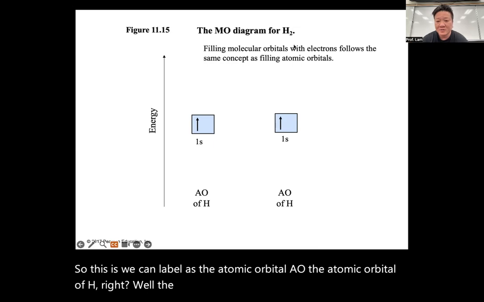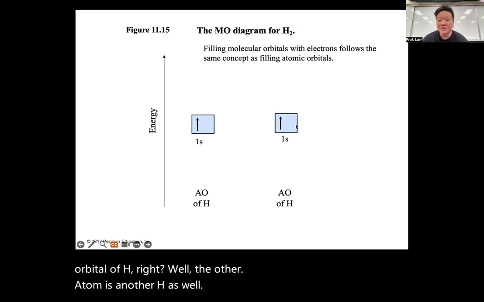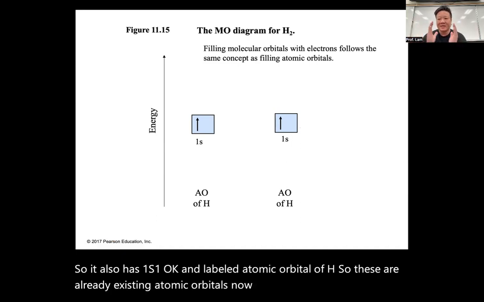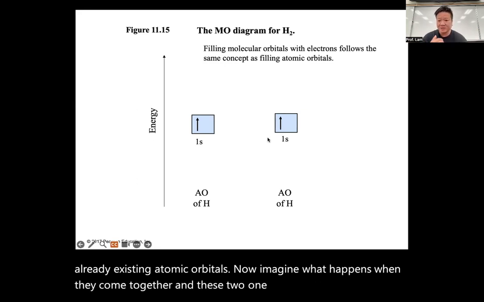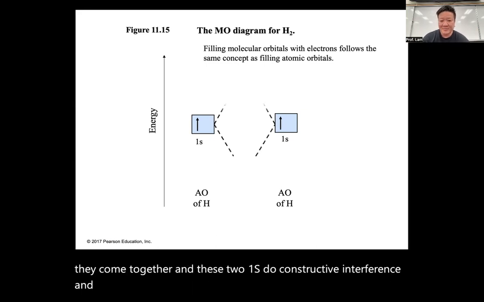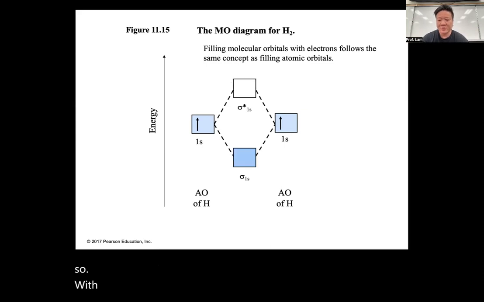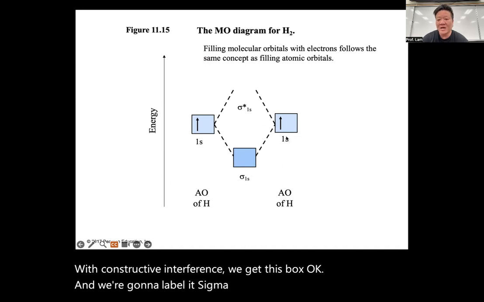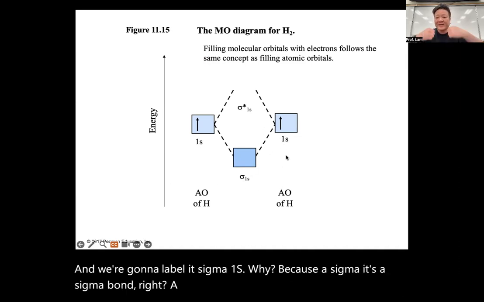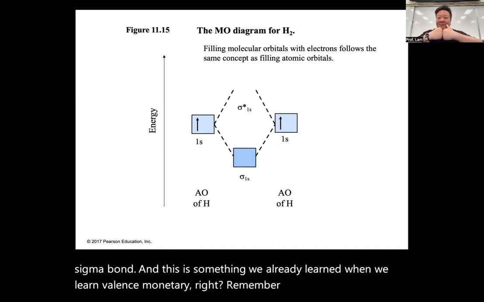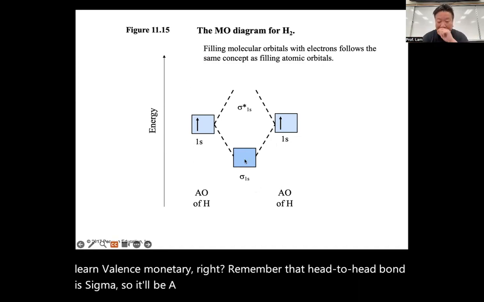Well, the other atom is another H as well. So it also has 1s1, and is labeled atomic orbital of H. So these are already existing atomic orbitals. Now imagine what happens when they come together and these two 1s do constructive and destructive interference. In the middle column is where you show that. So with constructive interference, we get this box, and we're going to label it sigma 1s. Why? Because it's a sigma bond. A 1s and a 1s orbital will collide to make a sigma bond, and this is something we already learned in valence bond theory. Remember that? Head-to-head bond is sigma. So it'll be a sigma 1s for this box.